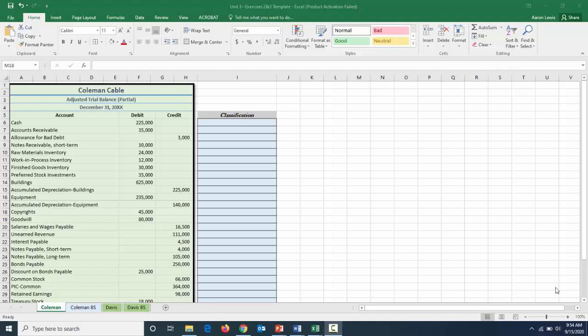I am going to be working in Excel today for ease of getting this assignment done in a timely manner, and I'm doing this live, so if I have a little flub up, I'll try my best to correct it. Let's start by looking at our company, Coleman Cable's adjusted trial balance, and trying to figure out what classification we're going to put all these accounts under on our balance sheet.